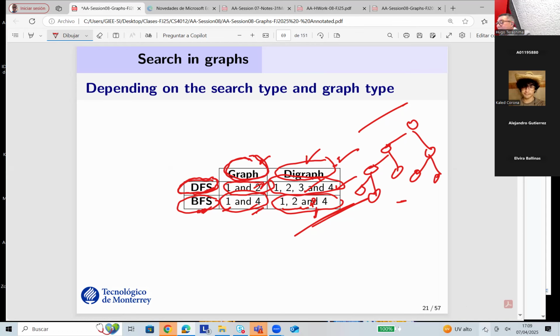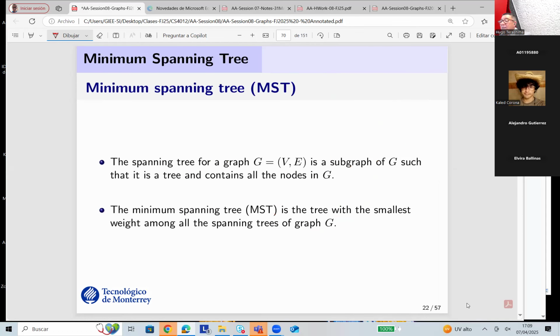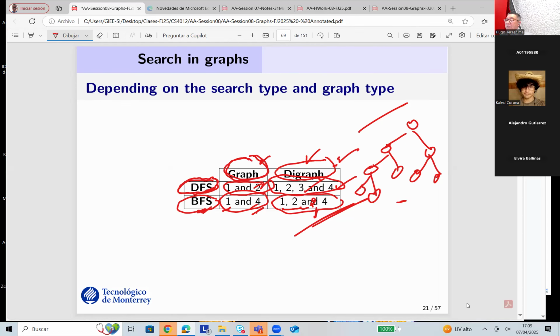I don't know if I have an example here. No, I don't think I can. But you try an example with this and try to explain the exercise that is in the assignment. Okay? Questions so far?